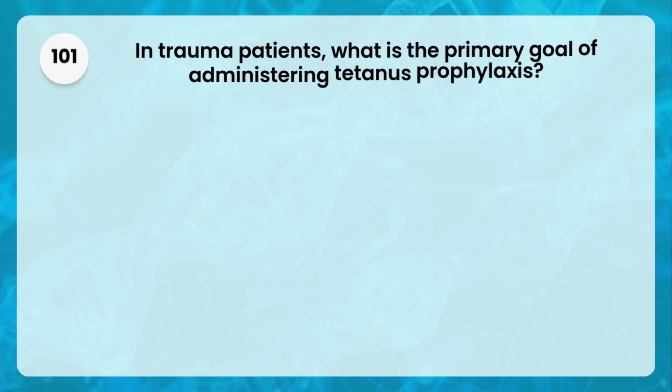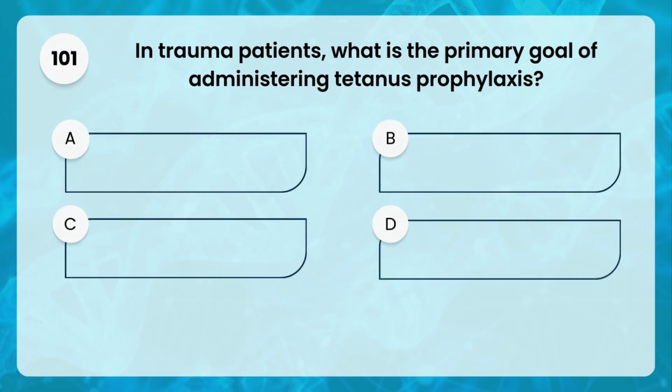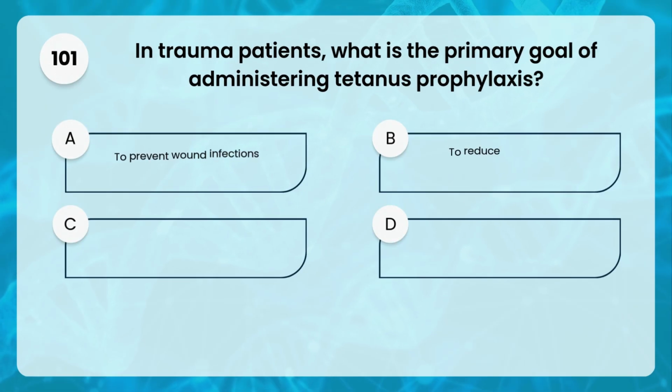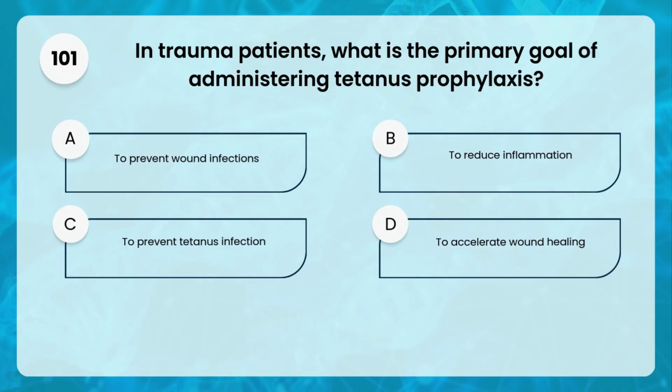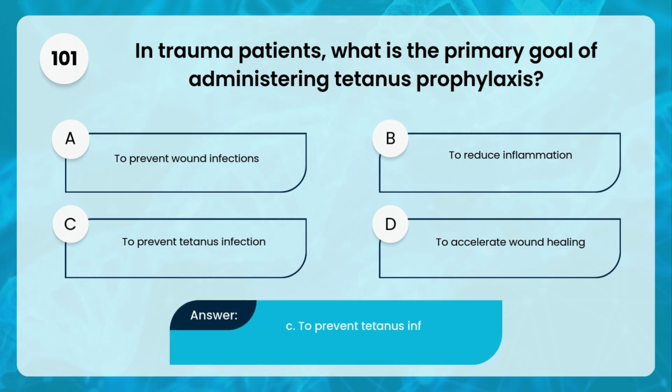101. In trauma patients, what is the primary goal of administering tetanus prophylaxis? A, to prevent wound infections, B, to reduce inflammation, C, to prevent tetanus infection, or D, to accelerate wound healing. The answer is C, to prevent tetanus infection.